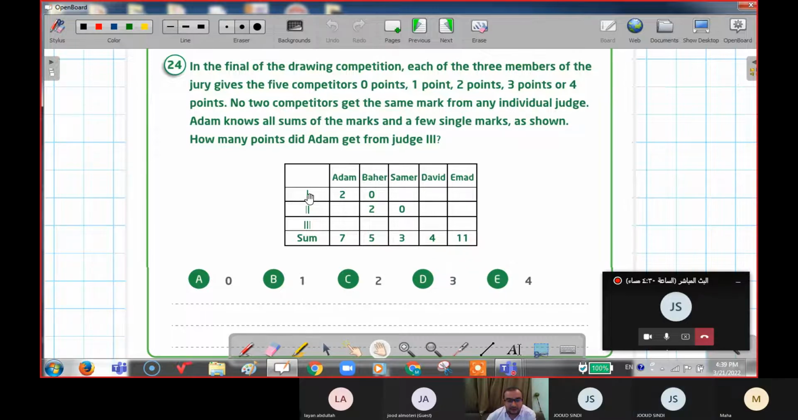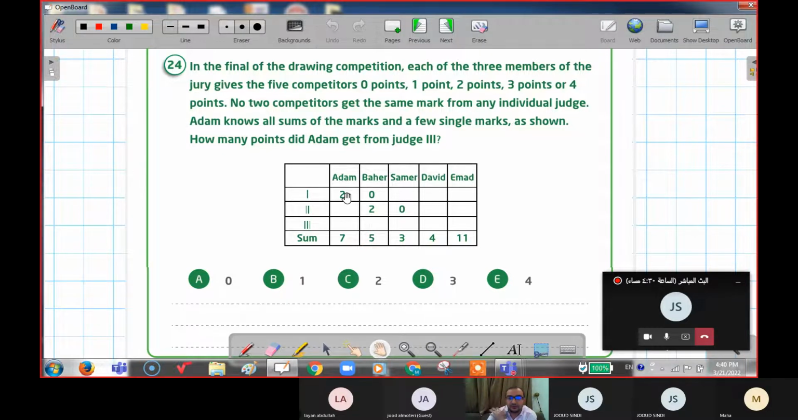So for example, according to the table, judge number 1 gives Adam 2 points, and Bahir 0. So Samer, David, and Imad can't take either 2 or 0. Excellent. So Samer, David, and Imad cannot take neither 0 nor 2.